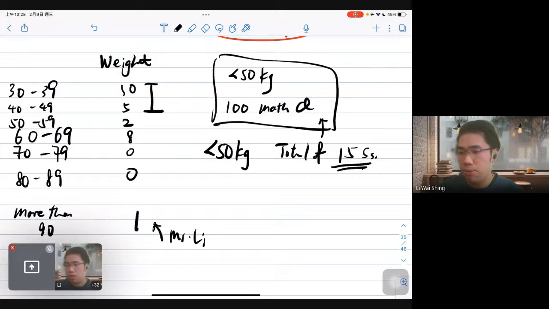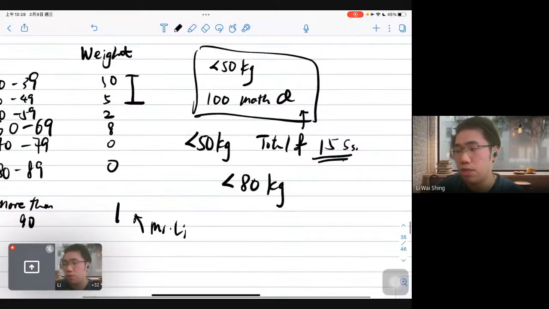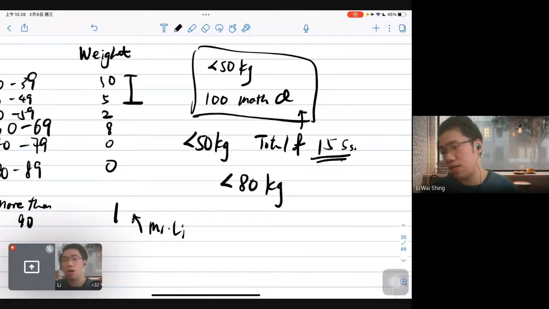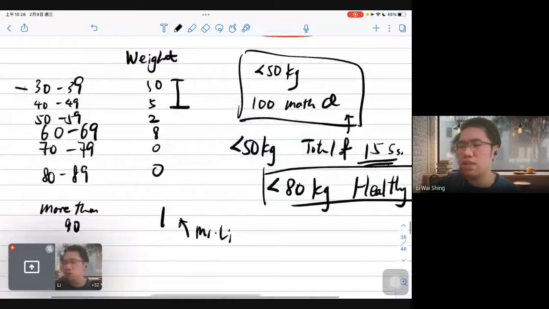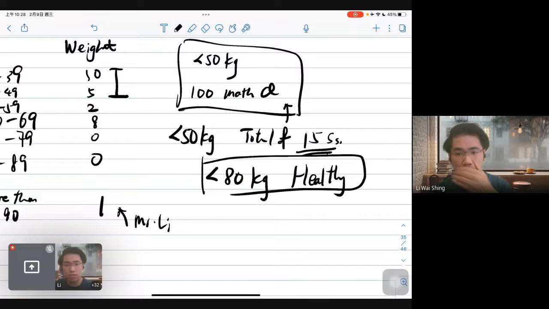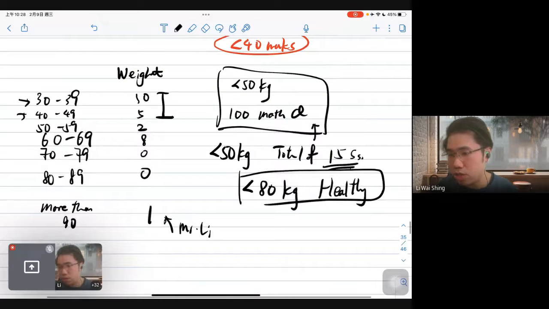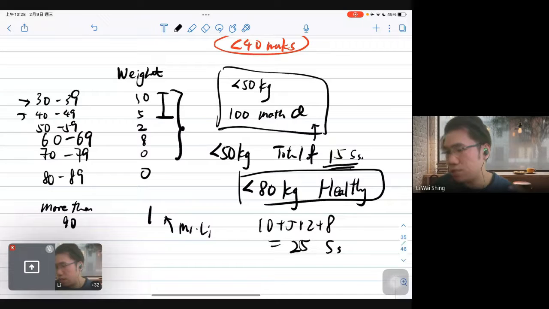Another example, suppose less than 80 kg is all considered healthy. So I don't want to know whether you are in this group or that group. I want to know how many healthy students are here only. Then what should I do? I add up the frequency: 10 plus 5 plus 2 plus 8. I know that there are a total of 25 healthy students in this class.